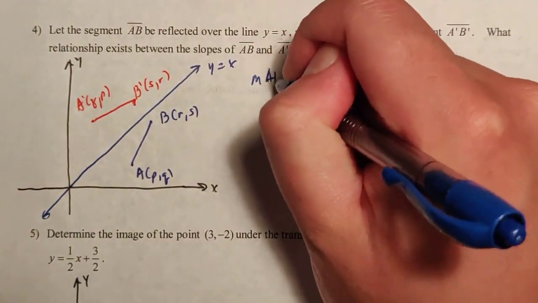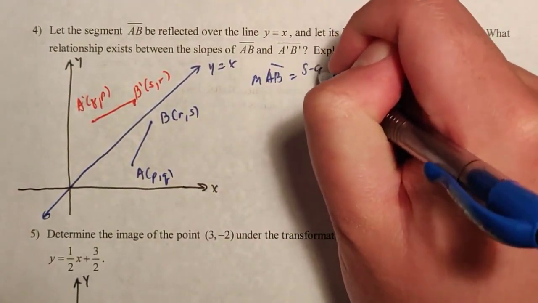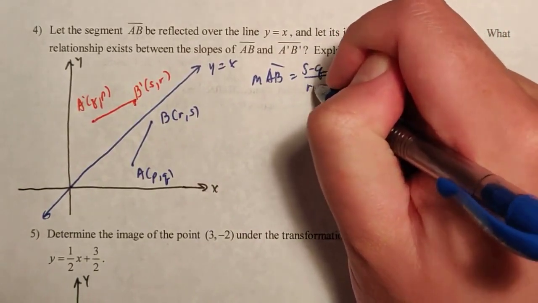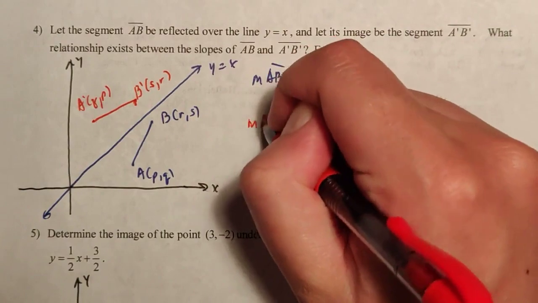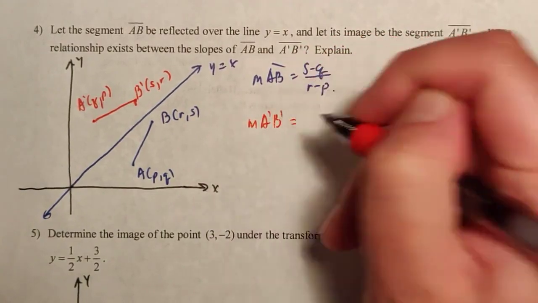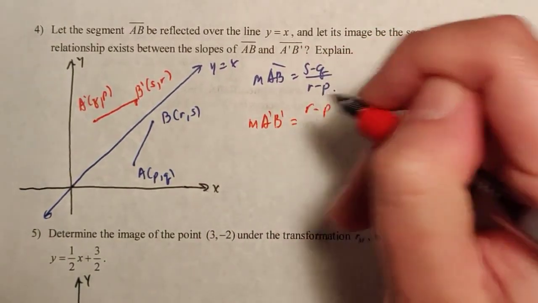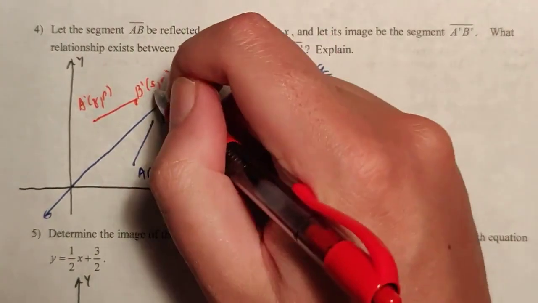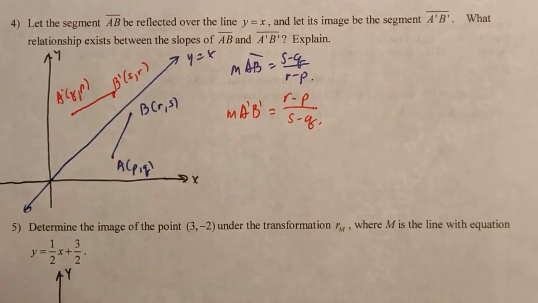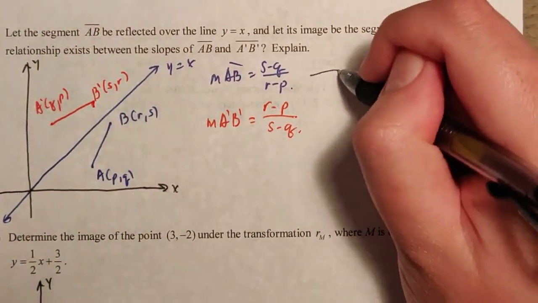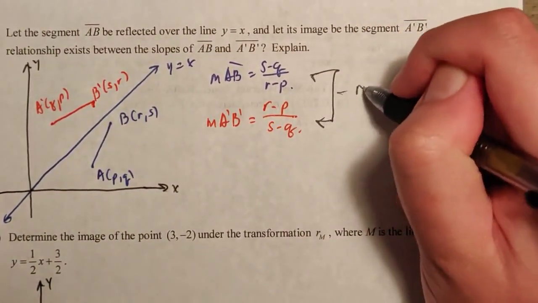So the slope of AB here is going to be (s minus q) over (r minus p). And we have the slope of A prime B prime, and that's going to be equal to (r minus p) over (s minus q). The y coordinates are r minus p, the x coordinates are s minus q. Now, if you look carefully at what's going on here, wait a minute, you notice something important. These are reciprocals.